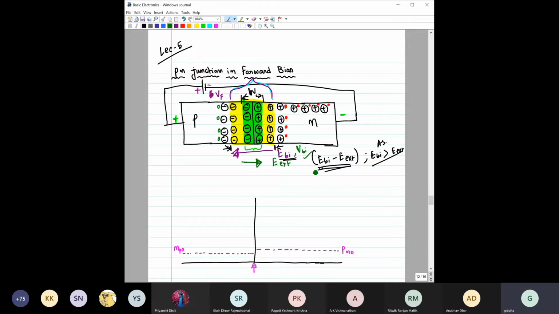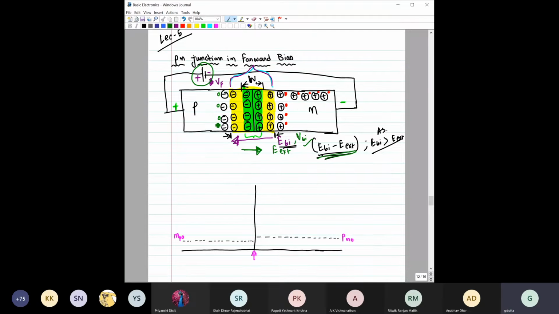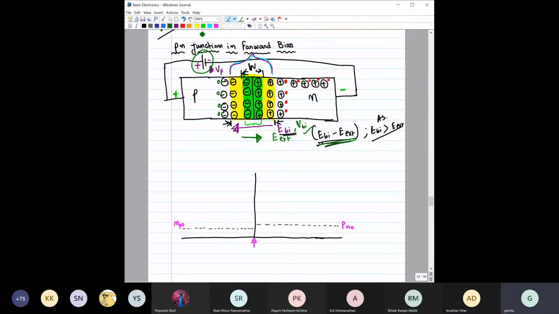But now you can see that when you have applied the forward bias, the resultant electric field has reduced. When this electric field is reduced, it is easy to understand that the force which was earlier preventing further diffusion of electrons and holes is not there. As that force is not there, the holes can now diffuse from the P side to the N side and the electrons from the N side to the P side.